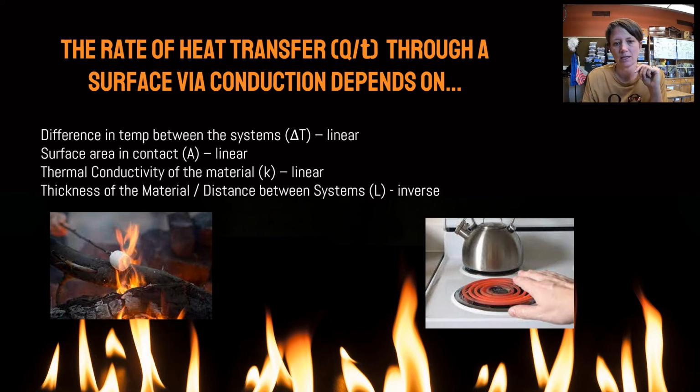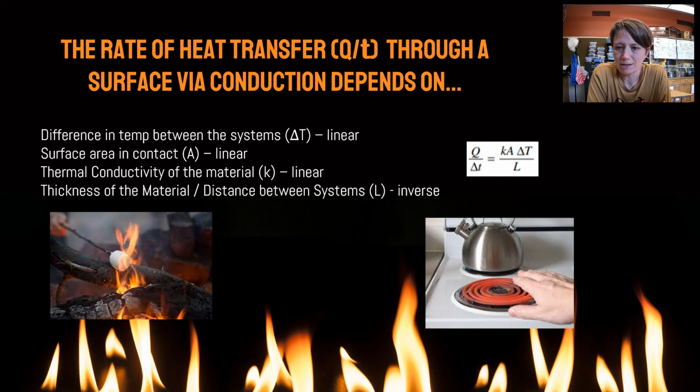And then the last thing is the thickness of the material you're trying to pass the energy through. The thicker the material, the longer it takes to get the energy from one side to the other. So the thinner the pot, the quicker the heat is going to go into the water. That is inverse, because the bigger the thickness, the smaller the amount of heat per second that passes through. This is the way the equation looks on the equation sheet. The thing on the left is a rate, right? It's Q per time, heat per time. And on the right are all the variables we mentioned: three linear relationships and one inverse relationship.